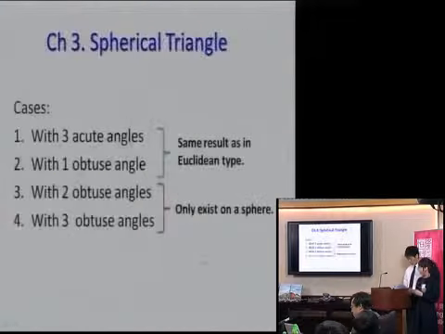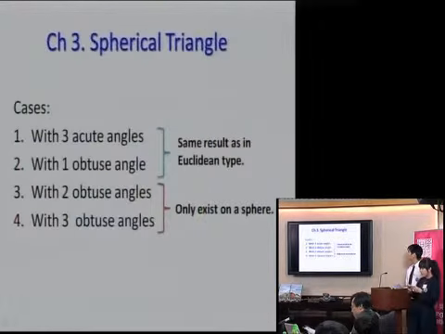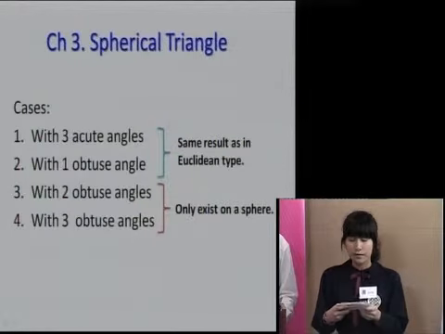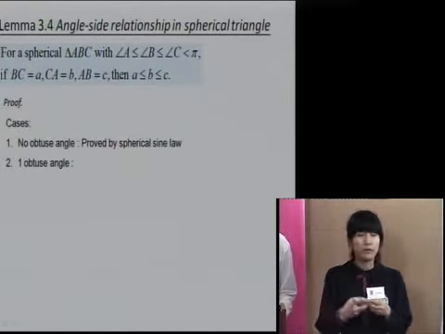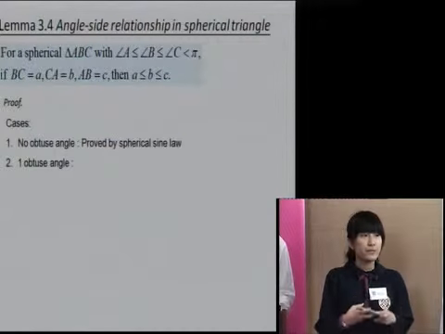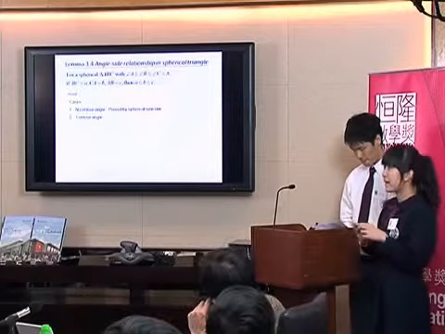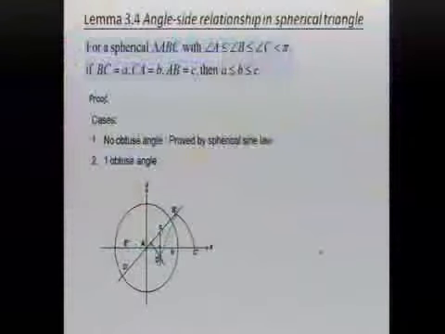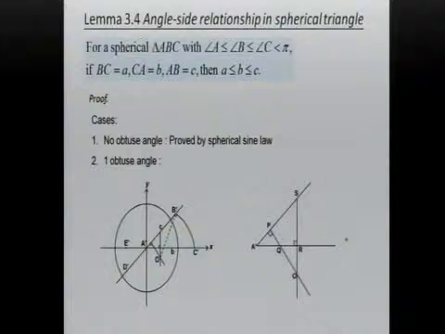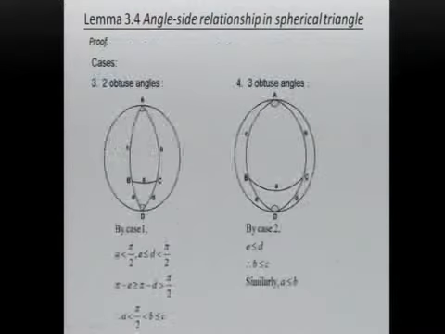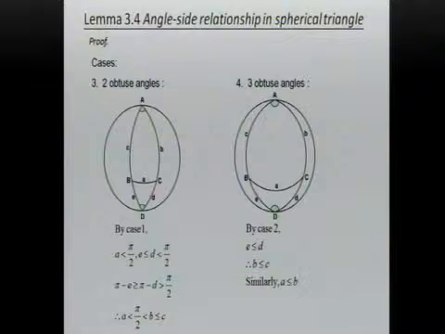In Chapter 3, we divided the spherical triangles into 4 cases according to the number of obtuse angles. To help solve the problem, we prove a useful lemma, the angle-side relationship of spherical triangles. The first case is proved by the spherical sine law. The second case is proved by finding the contradiction in Euclidean geometry via stereographic projection. Cases 3 and 4 can be proved by the supplementary spherical triangles of cases 1 and 2.